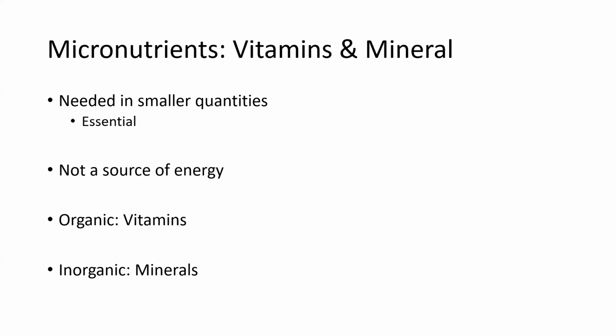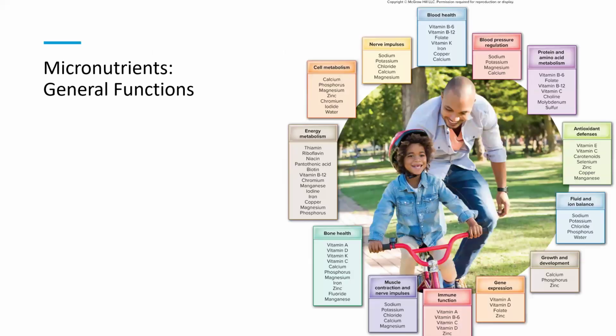So let's start with vitamins. Vitamins are organic compounds, and when we describe something as organic, it means that they contain carbon and are usually derived from living things. Minerals, on the other hand, are inorganic elements. They come from the earth. They cannot be synthesized by living organisms. And since our bodies cannot produce most of these micronutrients, we have to obtain them through our diets.